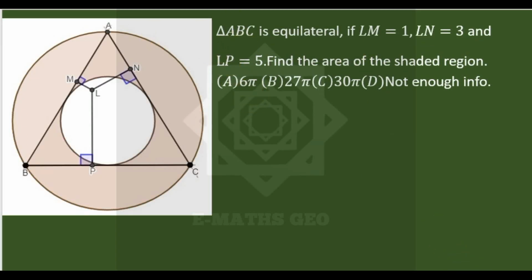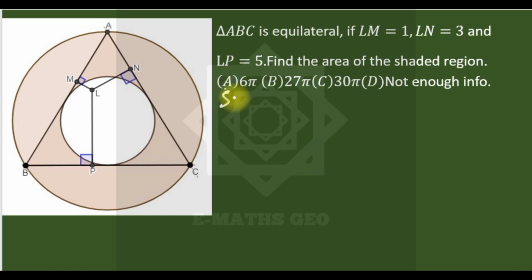So we are given triangle ABC is equilateral. If LM is 1, LN is 3, and LP is 5, find the area of the shaded region. Okay, we can easily see that the area of this shaded region is the area of the big circle minus that of the small circle. So our aim here, the first thing we have to do, is to get the radius of the two circles.